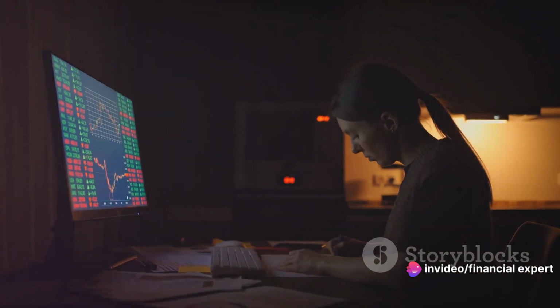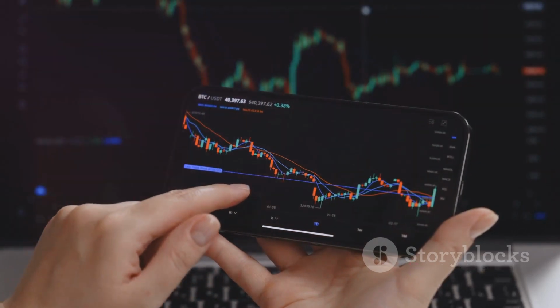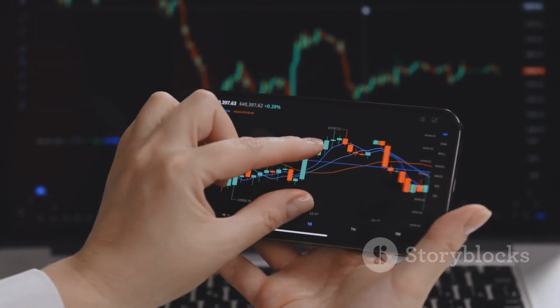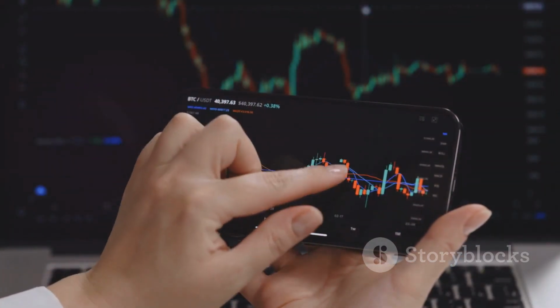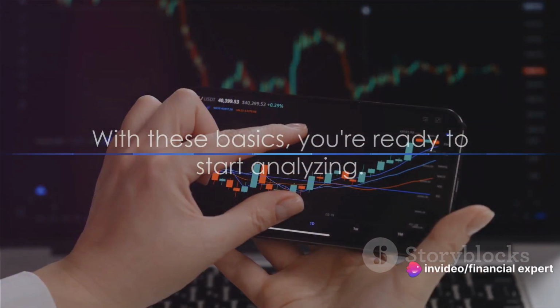In the grand scheme of things, technical analysis is a bit like detective work. It involves piecing together clues from historical data, charts, price trends, and volume to predict where the market might go next. With these basics, you're ready to start analyzing.